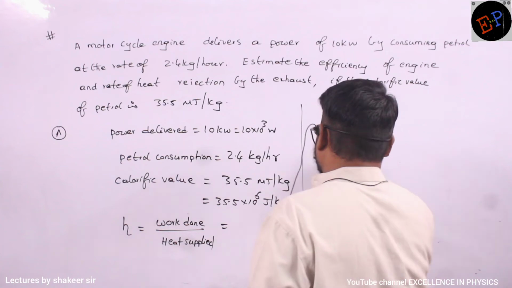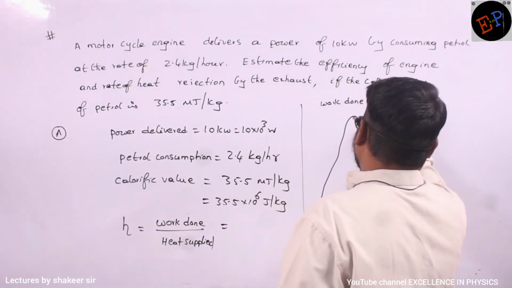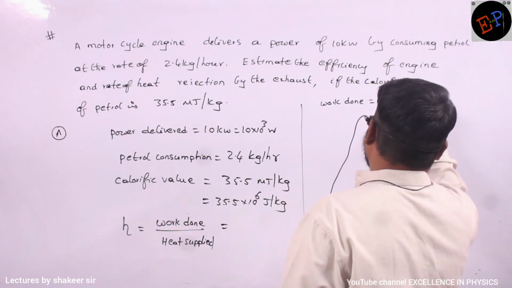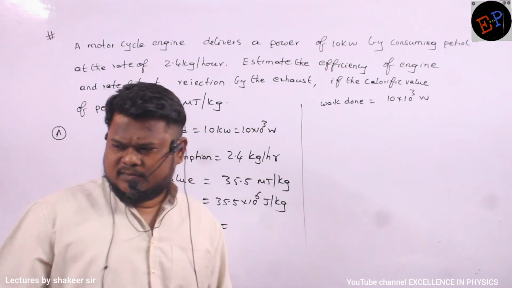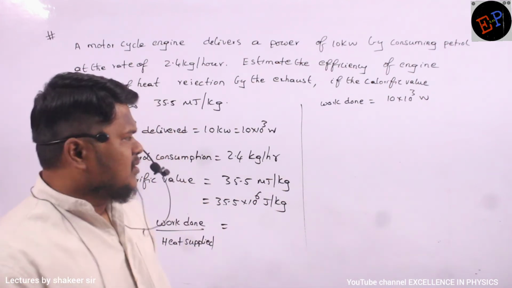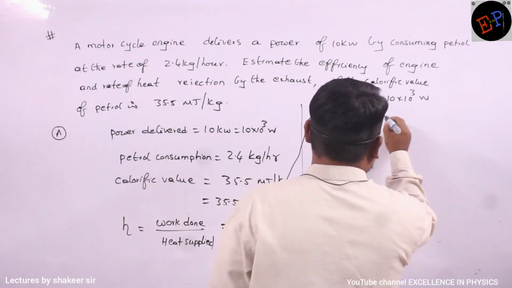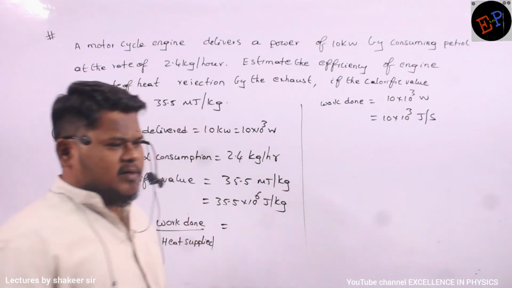So here I will write down work done. Work done is nothing but 10 into 10 power 3 watts. This is the work done by the engine. Power delivered is nothing but work done by the engine. Engine is giving this much amount of work per every second. Watts, how can I write? Watts can be written as 10 into 10 power 3 joules per second. This is how I can write the watts number.